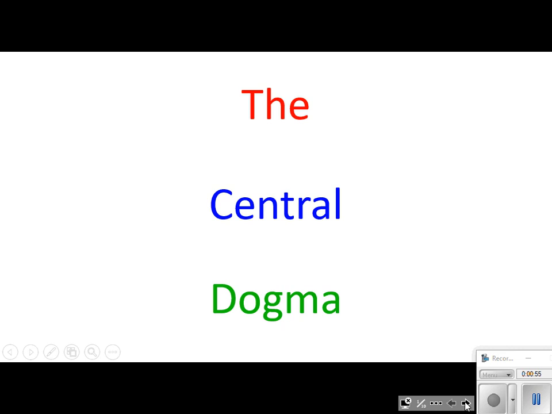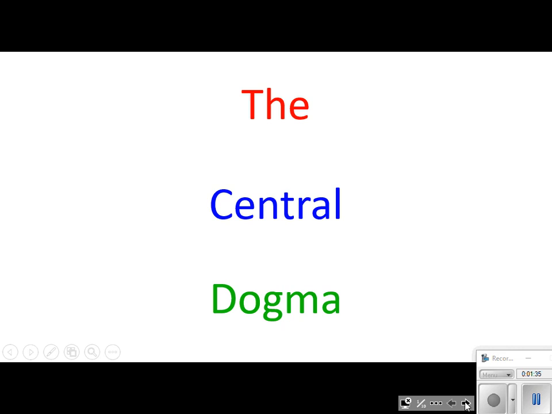The central dogma is that DNA undergoes transcription to RNA. The RNA, okay, is then translated into a protein. So, DNA to RNA to protein is the central dogma. It's very, very important in molecular biology.